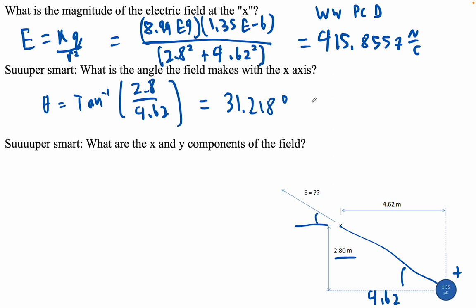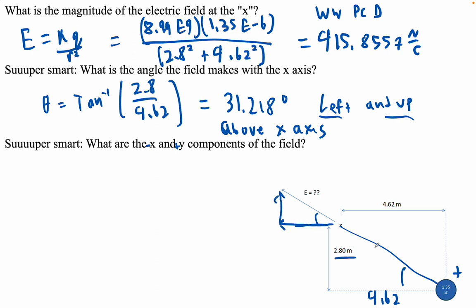Okay, now this is to the left and up. And this is above. And I always sort of write this down. Somehow this makes me not make mistakes. Above the x-axis, okay? Left and up, okay? So that means that our x component is going to be negative. This guy's going to be negative. This guy's going to be positive, okay? We've got these little components here.